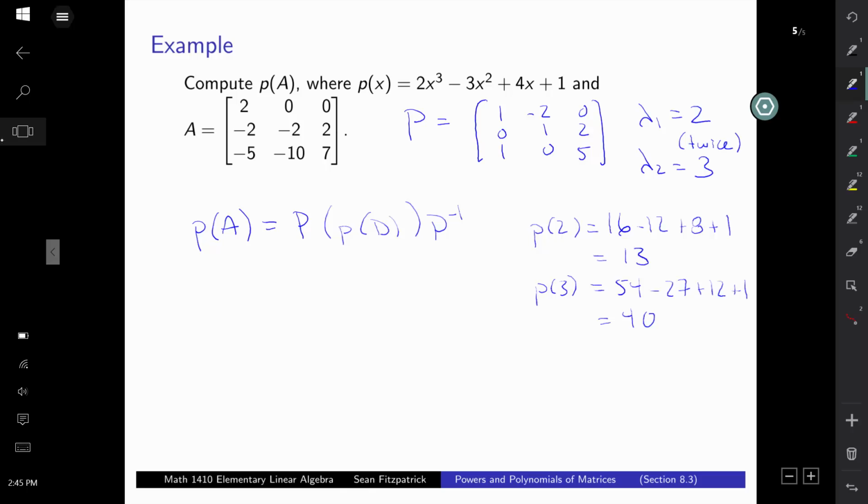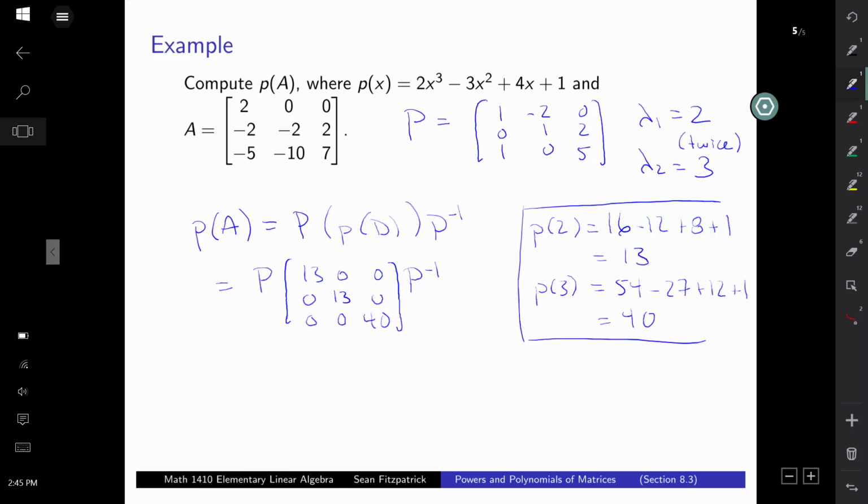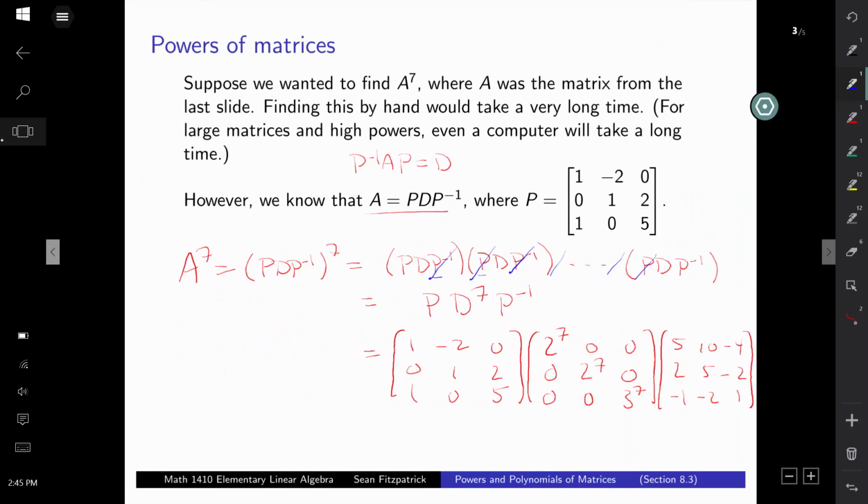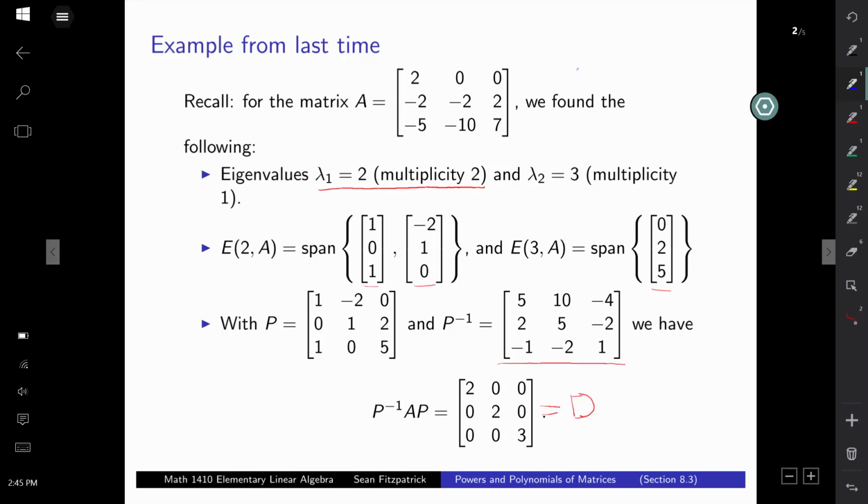So let's just put that on the side. We get P times the matrix 13, 0, 0; 0, 13, 0; 0, 0, 40; times P inverse. Do we want to finish this off? If we want to finish this off, let's make a note of what P inverse was. There it is: 5, 10, minus 4; 2, 5, minus 2; minus 1, minus 2, 1. Let's copy that down at the end.